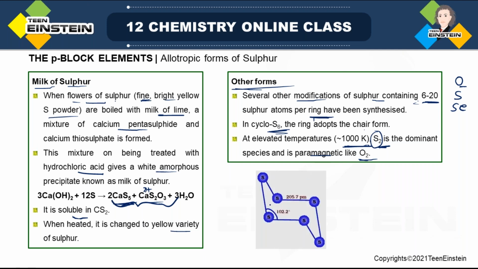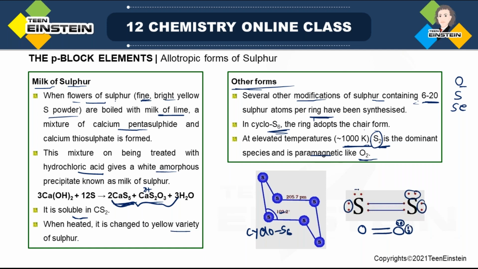So this is the cyclo S6 form. You can find similarity with the cyclohexane chair form. Okay, and the angle is 102, almost 100 degree, and this is diatomic sulfur, that is S2. You can find similarity with oxygen. In oxygen also we know 2 lone pairs are there. Here also you can see 2 lone pairs. So any doubt here?